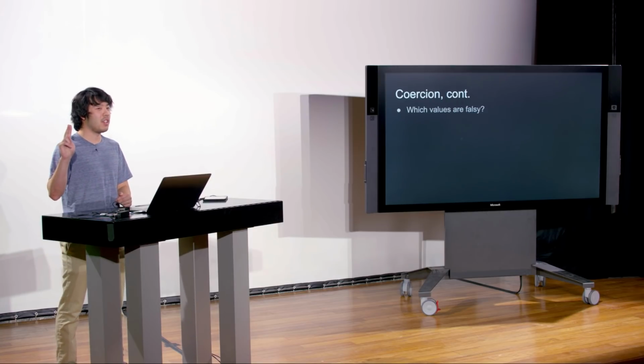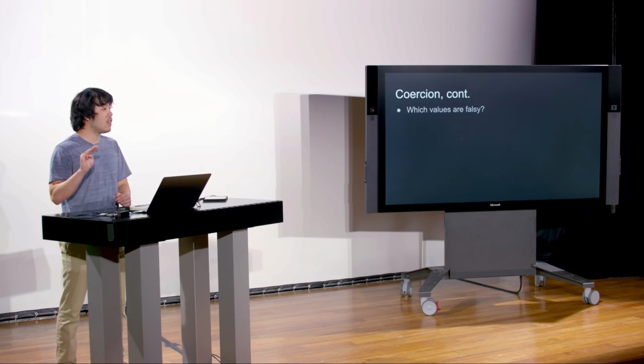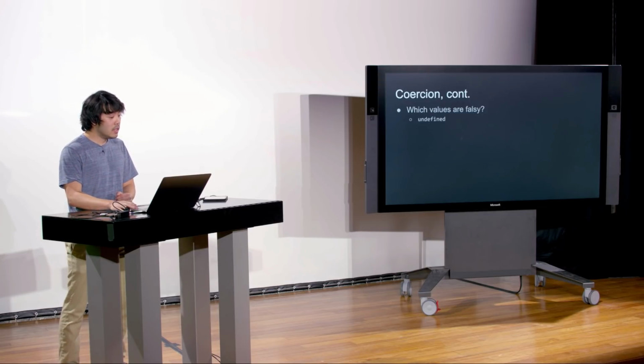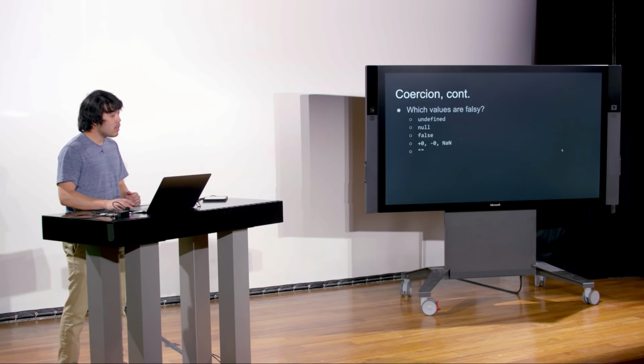Who can name another falsy value? Blank. Blank what? Or empty. Empty what? Empty array. Empty array is actually truthy. False is another one. Undefined, null. So those are the 5 falsy values.